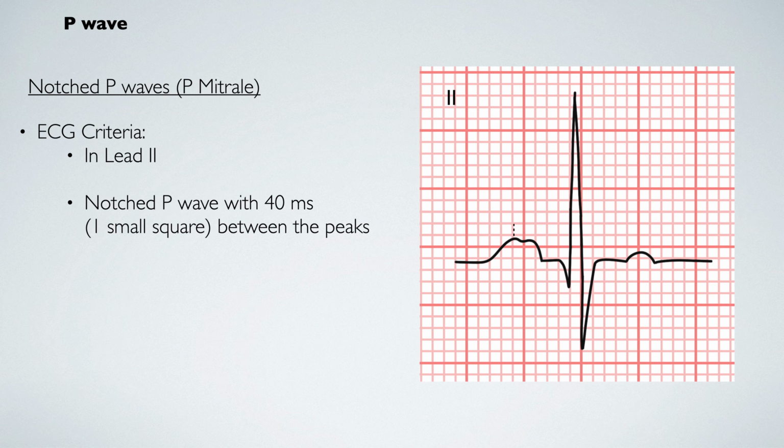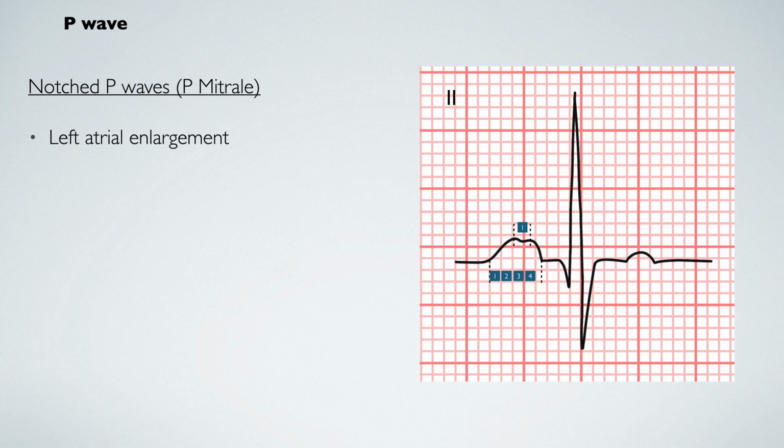If we draw lines through the peaks on our ECG trace, you can see that there is at least one small square in size between them. The duration of the P wave is usually prolonged and is greater than 120 milliseconds. In our ECG trace, you can see that the P wave is nearly 4.5 squares in duration, which is equivalent to 160 milliseconds.